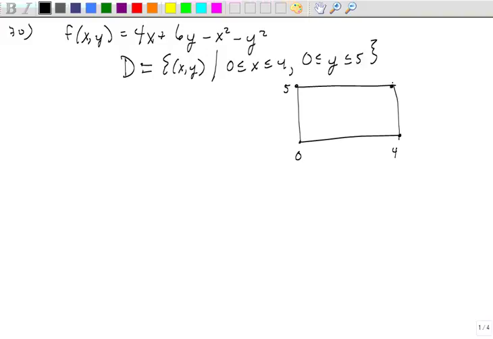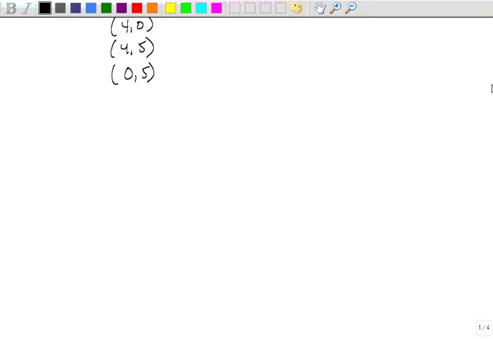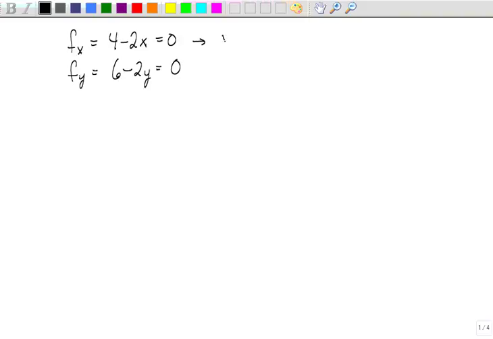So we have this rectangle, and its endpoints are 0, 0, 4, 0, 4, 5, and 0, 5. So we have to check those. The first thing we're going to do is find f of x, and set that equal to 0, and f of y. So we'll find our critical points this way. Here we get x equal 2, here we get y equal 3, so the point 2, 3.